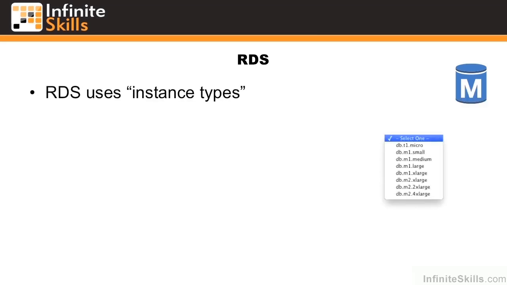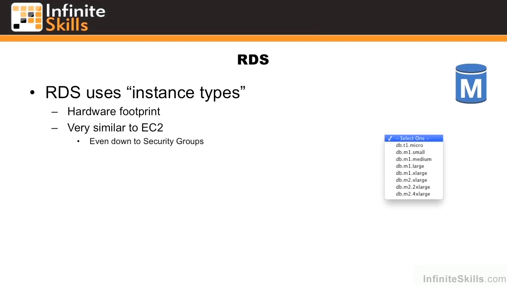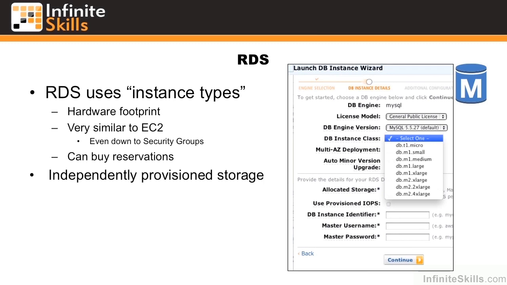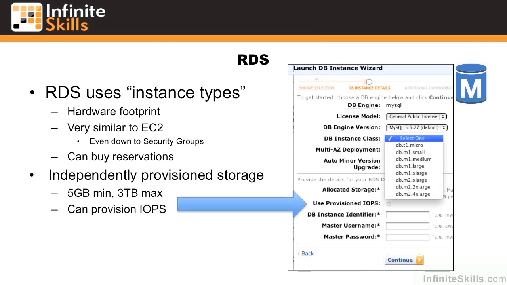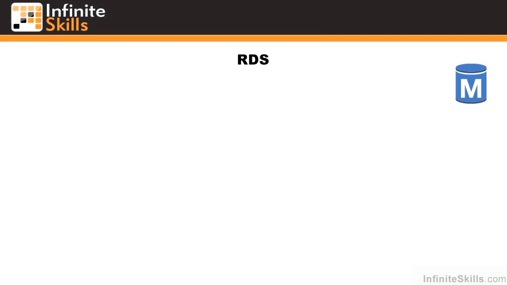RDS uses instance types, as we see here. They're the hardware footprint and very similar to how you provision EC2, even down to security groups. You can also buy reservations on RDS. RDS setup also allows you to independently provision storage with a 5 GB min and a 3 TB max. You can also provision IOPS and get up to very, very high input-outputs per second.